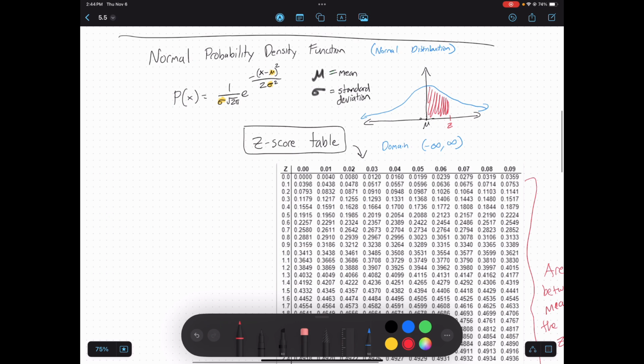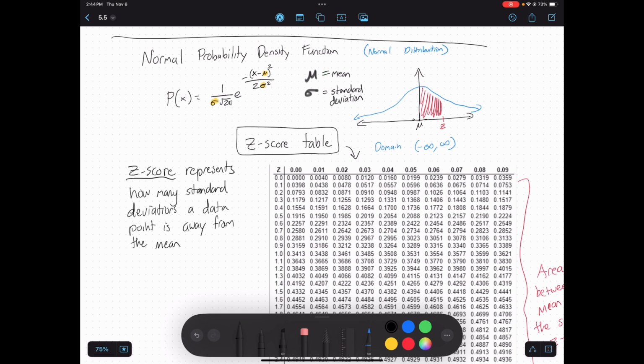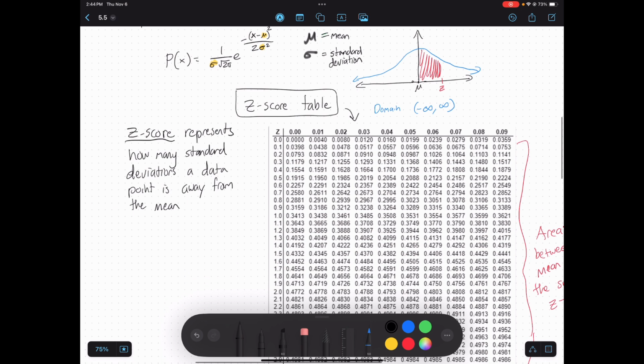But what is a z-score? All a z-score is, it's a way to describe how far your data value is from the mean depending on the standard deviation. So a z-score represents how many standard deviations a data point is away from the mean. If I want to express that mathematically, I can take my data point, find the distance from the mean by subtracting away whatever the mean is, and divide it by the standard deviation. And that gives me my z-score.